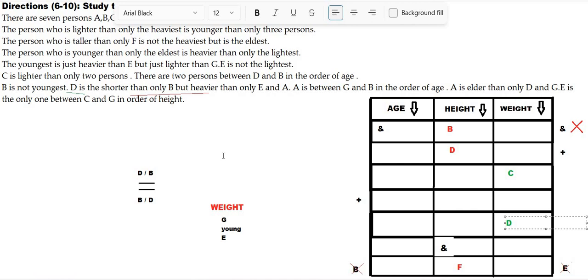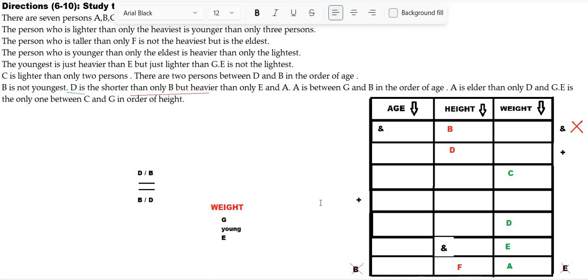And one thing, D is heavier than only E and A. These two places are for E and A. But we already know that the last place, the lightest person, is not E. But these two places are for E and A. So we have only one choice. We have to write here. No other choice. We have to write E here, and this is nothing but A. Got it? Yes.